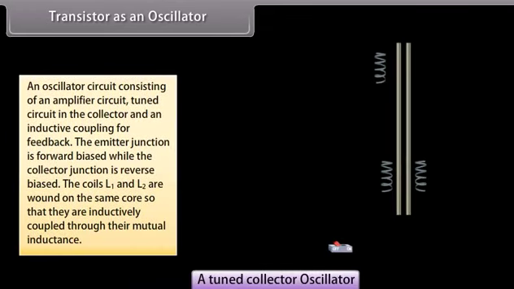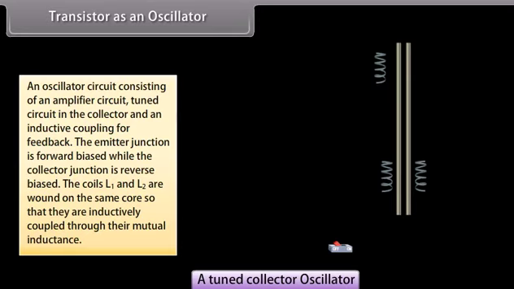An oscillator circuit consists of an amplifier circuit, a tuned circuit in the collector and an inductive coupling for feedback. The emitter junction is forward biased while the collector junction is reverse biased. The coils L1 and L2 are wound on the same core so that they are inductively coupled through their mutual inductance.